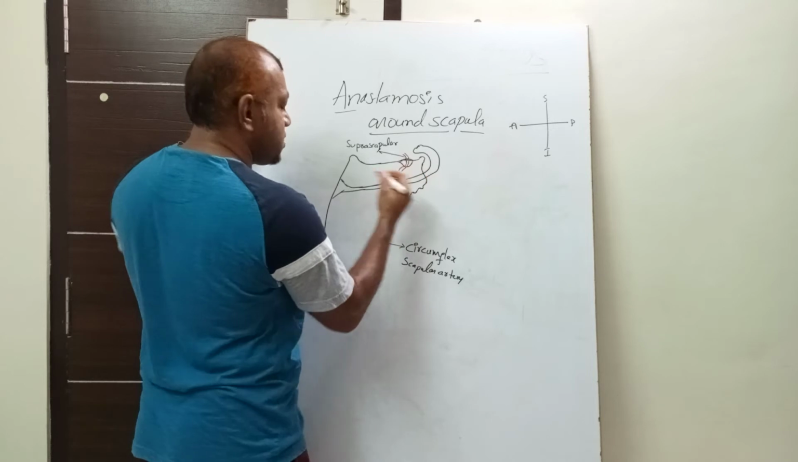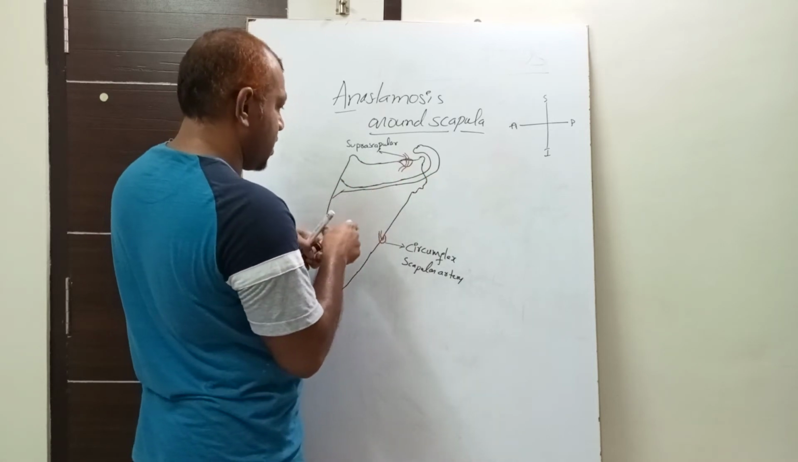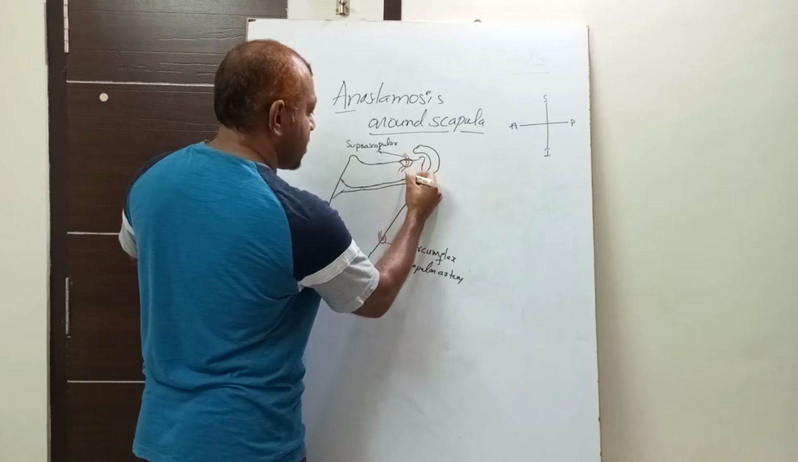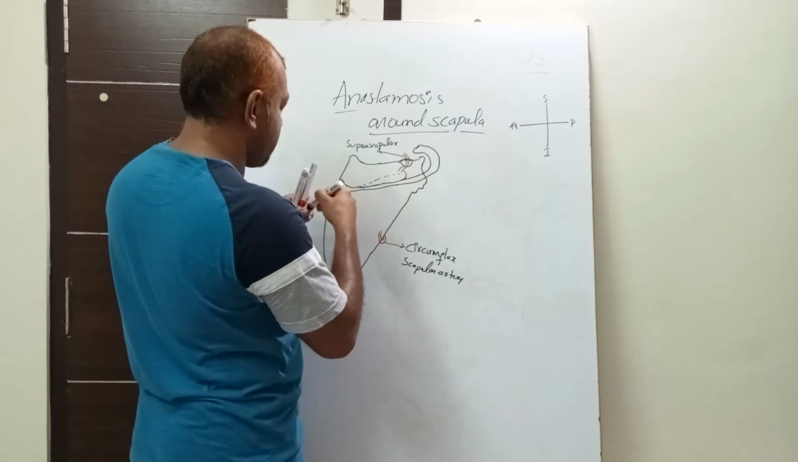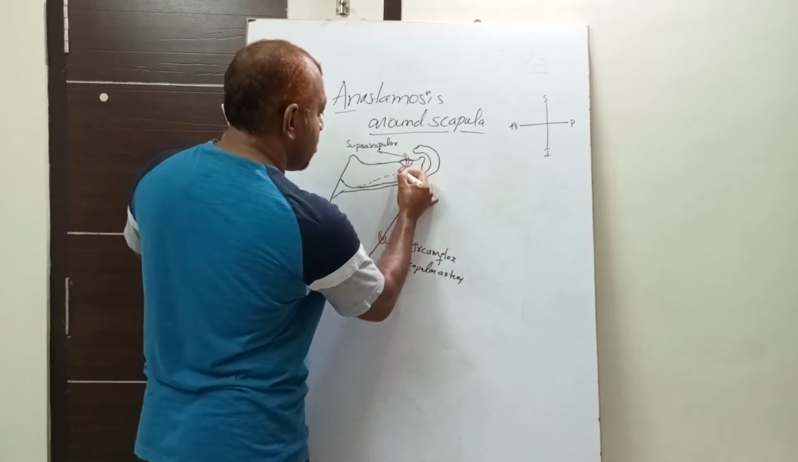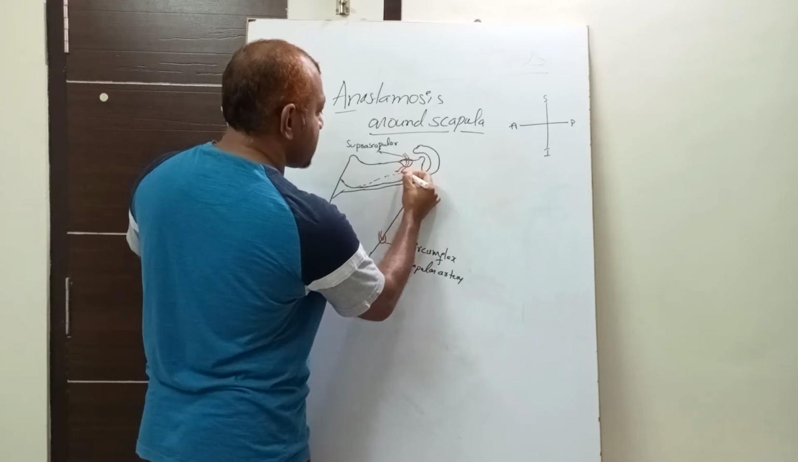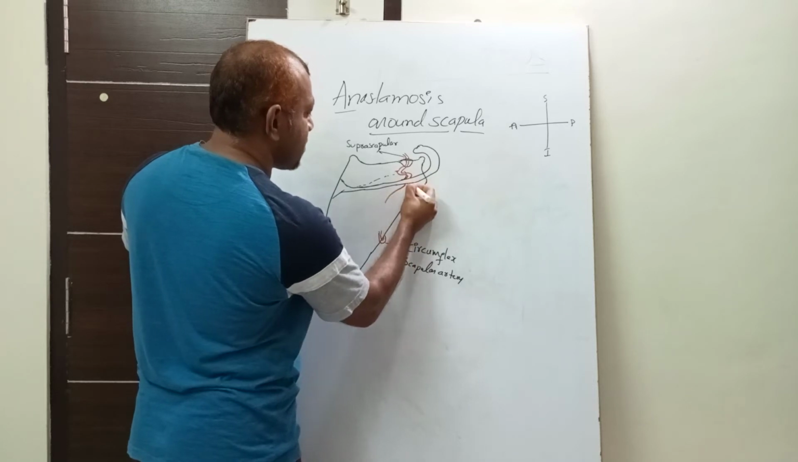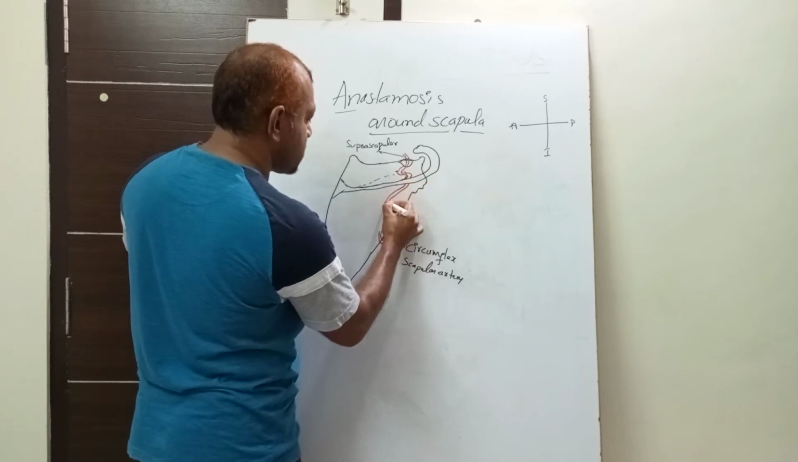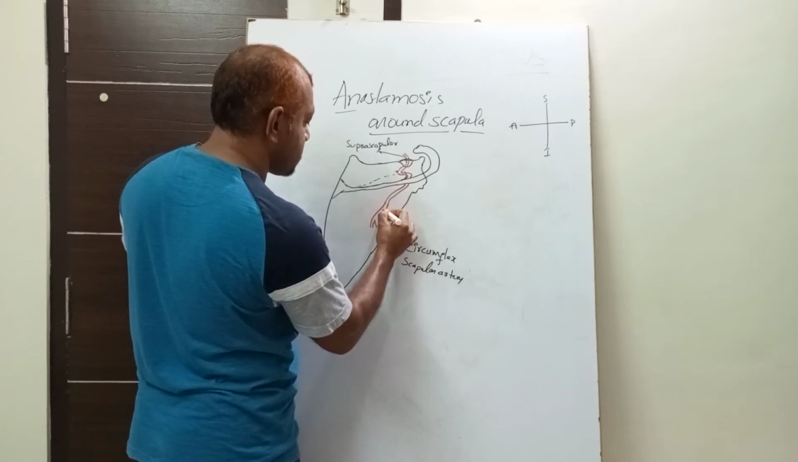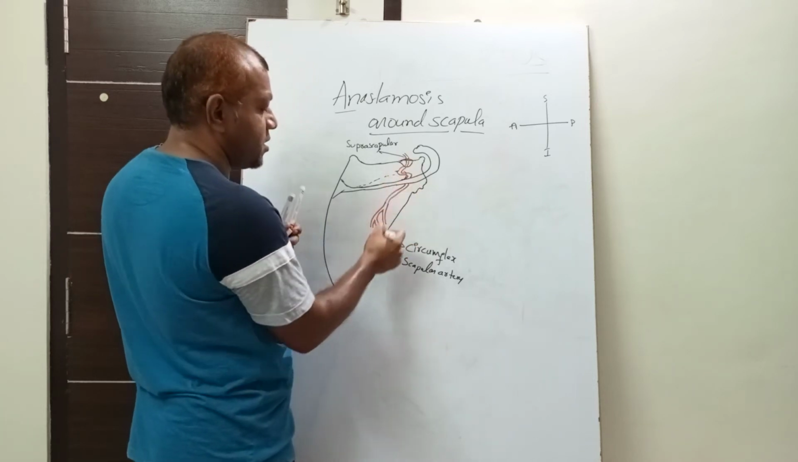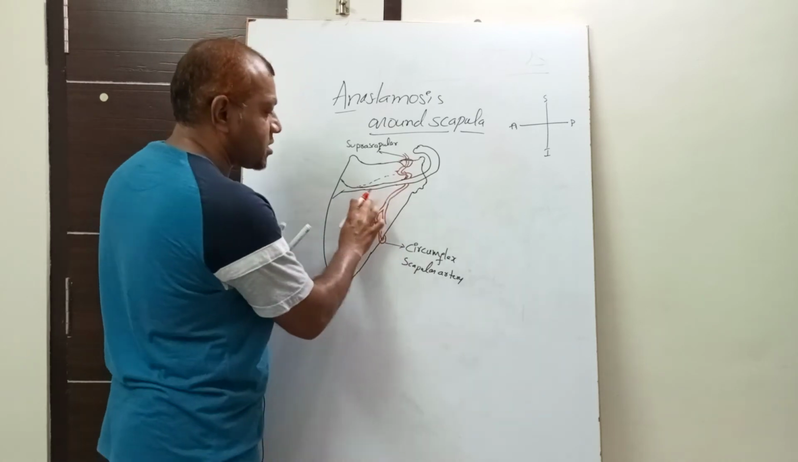After supplying this, it enters into the infraspinous fossa. How it enters the infraspinous fossa is, there is a notch here. That notch is called the spinoglenoid notch. After it supplies the supraspinatus, it enters the spinoglenoid notch, and then it enters the infraspinous fossa. So this is how the suprascapular artery and the circumflex scapular artery are anastomosing laterally.